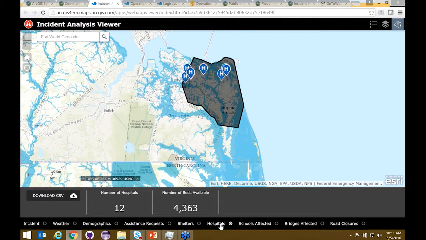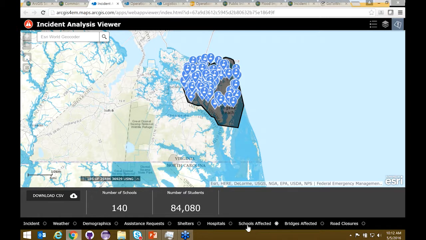The next piece of the equation is the number of hospitals. We have 12 hospitals in the area which have 4,300 beds available. Depending on the time of day, the number of schools that could be affected could be important. So we have 140 schools that sit within our flood polygon. 84,000 students is the population of kids that attend those schools.